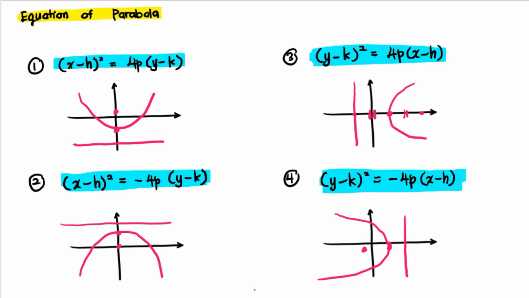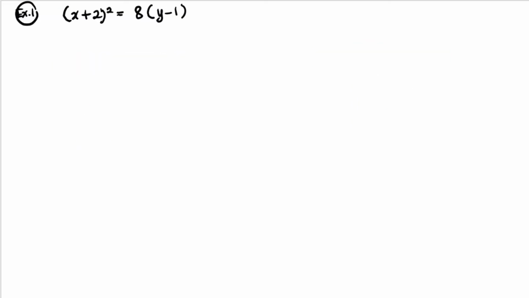Now let's look at this example. Suppose we have this type of equation for the parabola. When we recall, this is of the form (x minus h) squared equals 4p times (y minus k). So we have this type of equation, so we know that the shape is something like this. It opens upwards, right?